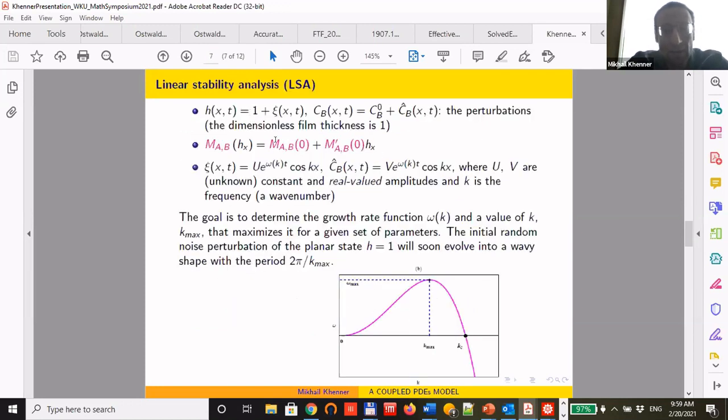What we do then is we represent H as equilibrium value plus small perturbation C of x and t, and we represent Cb of x and t as the equilibrium value, certain constant Cb naught plus small perturbation Cb hat of x and t. We substitute these variables into a system and do a multivariable Taylor series expansion essentially, and retain only the linear terms. In other words, we are linearizing the system with respect to these perturbation functions.